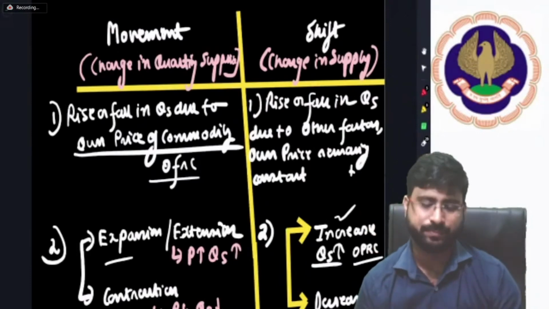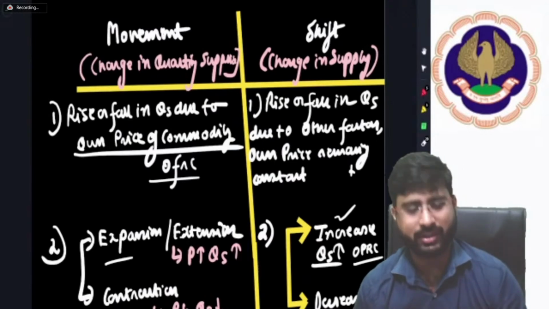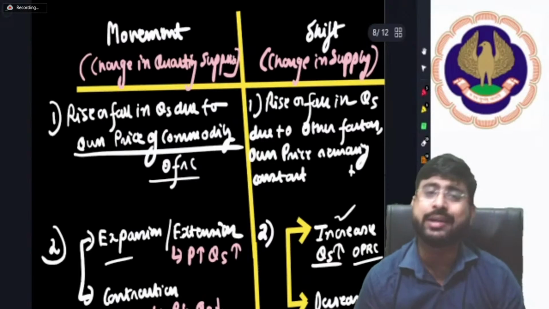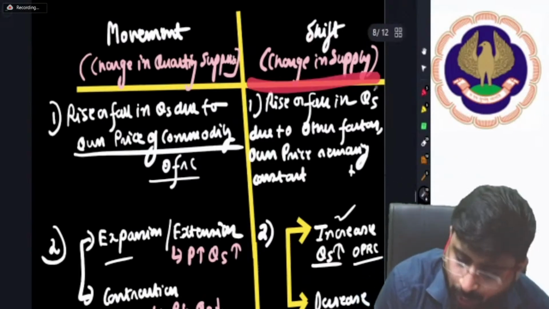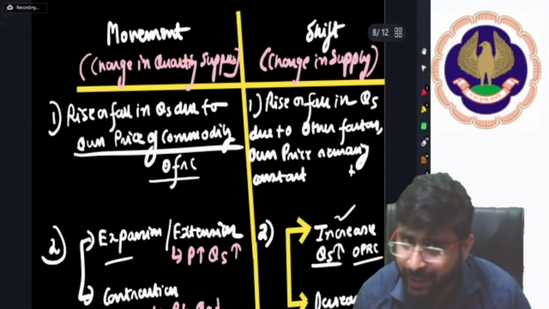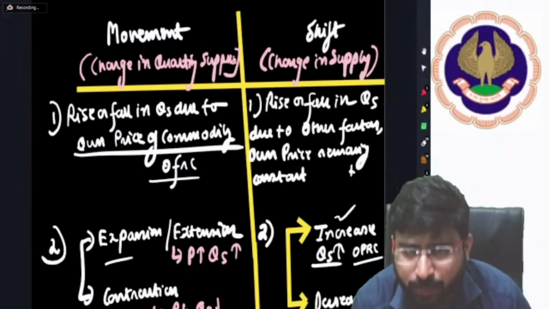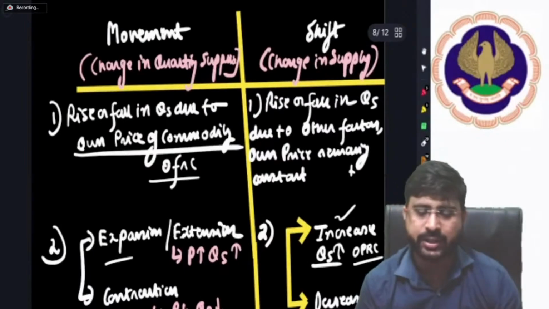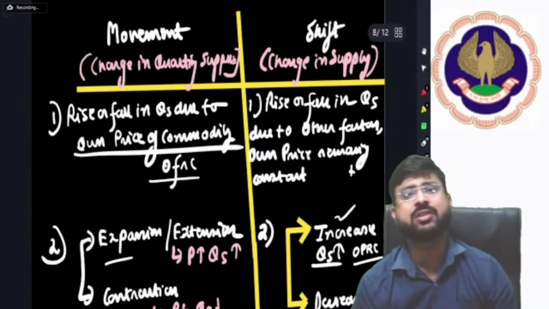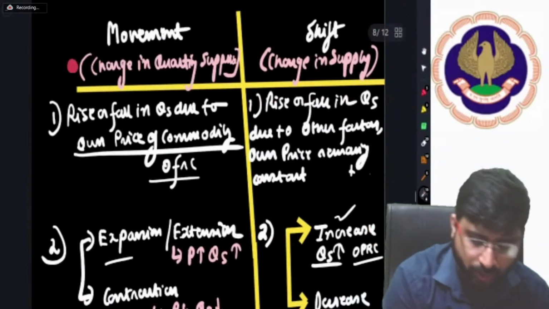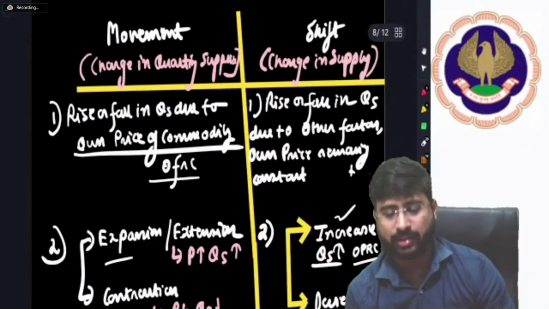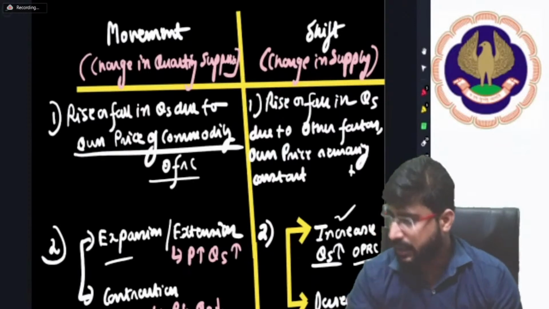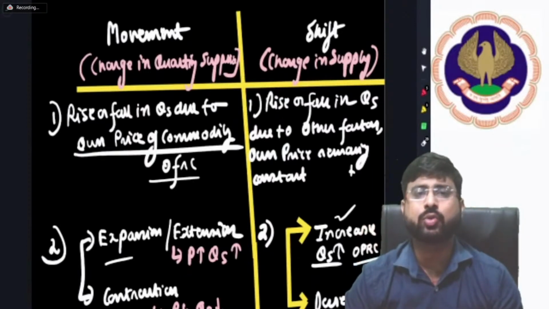Pay attention, my dear friends. Movement is also called change in quantity supplied, while shift is also called change in supply. Please pay attention. Please focus. Movement is also called change in quantity supplied. Shift is also called change in supply. Is that so, sir? Yes, that is so, friends.